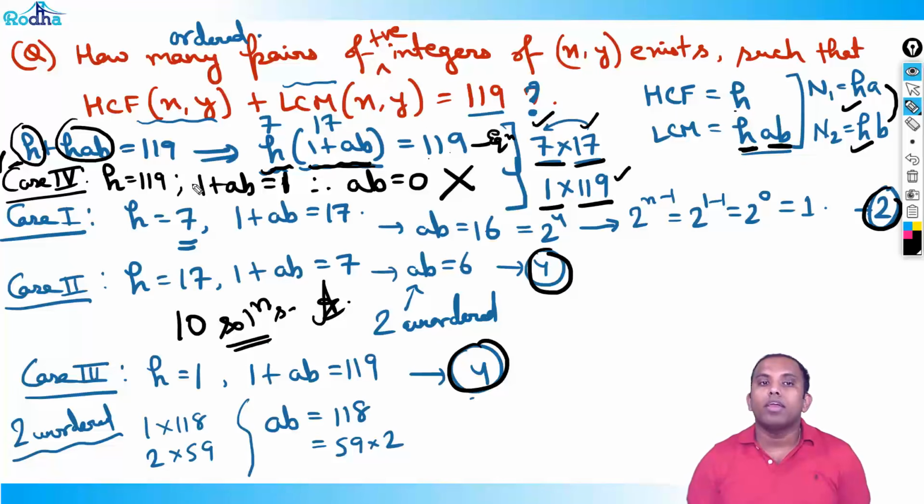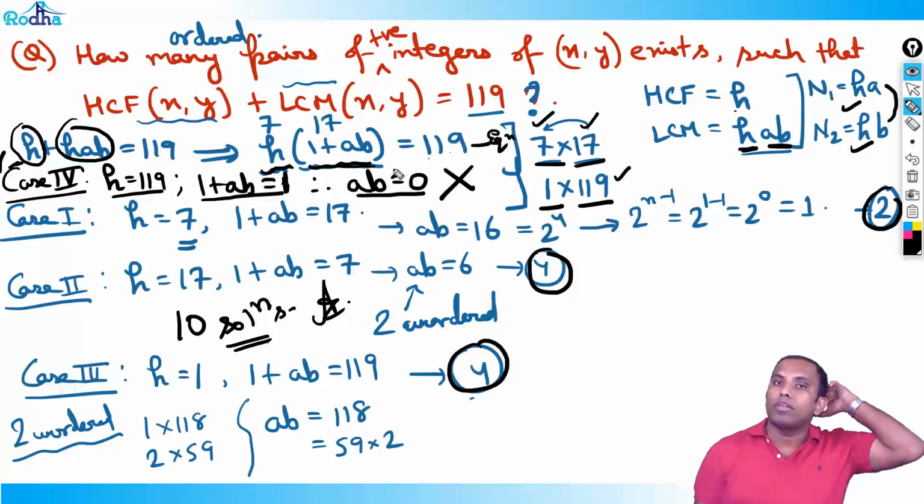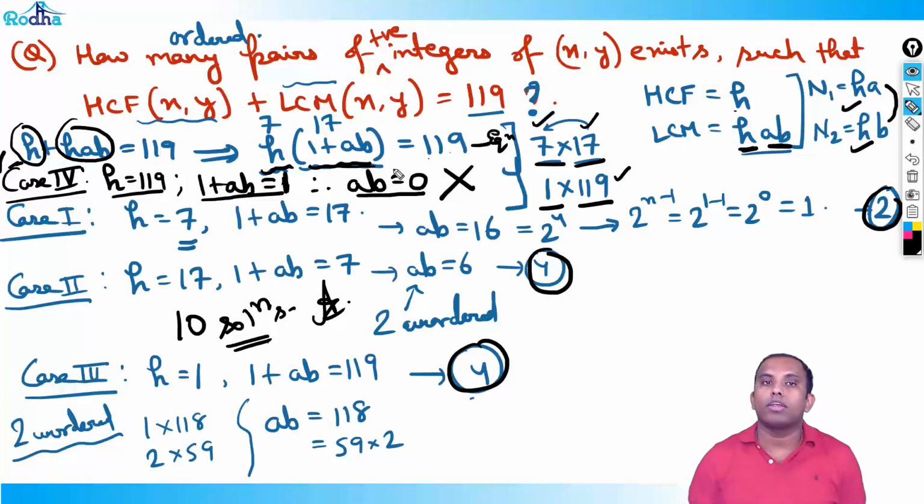Why? Because if H is 119, then 1 plus AB equals 1. That means AB is 0. So AB equal to 0 cannot be possible, right? Because A into B is 0, that means one of the numbers is 0. So if one of the numbers is 0, then HCF and LCM will both be 0, right? So I can't get 0 plus 0 as 119 here. So the fourth case is gone, right?